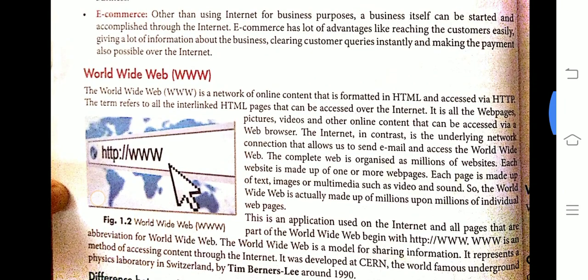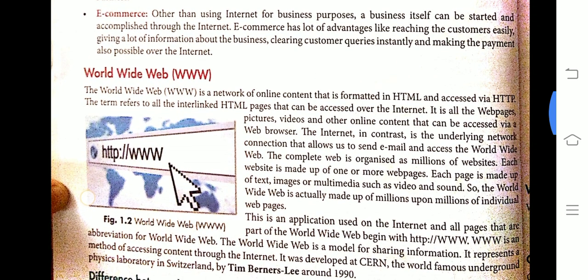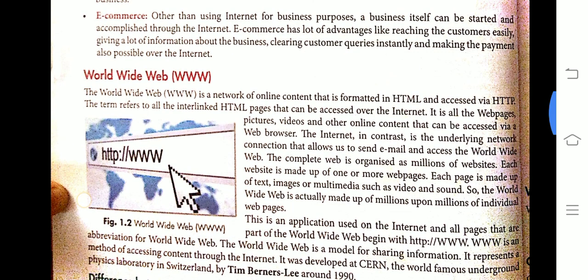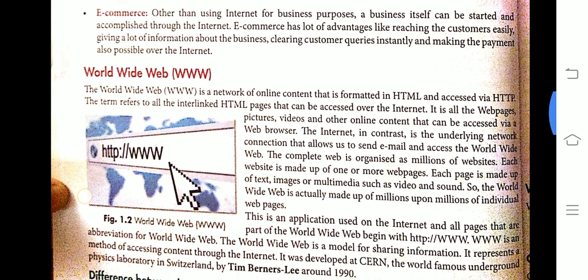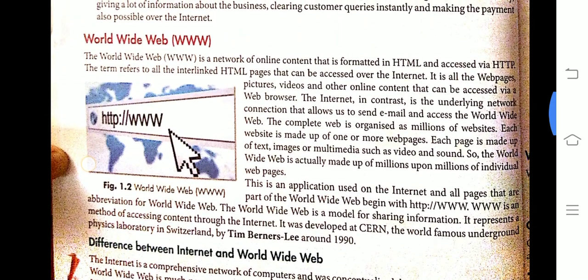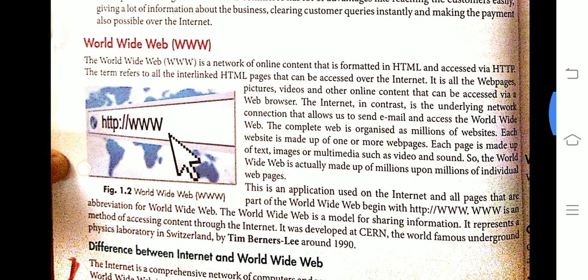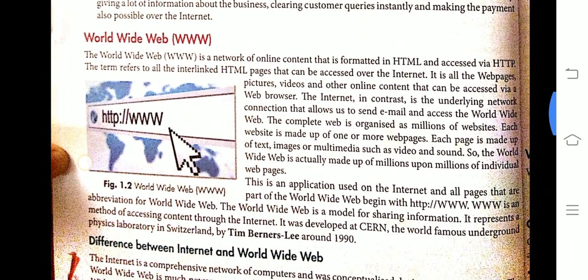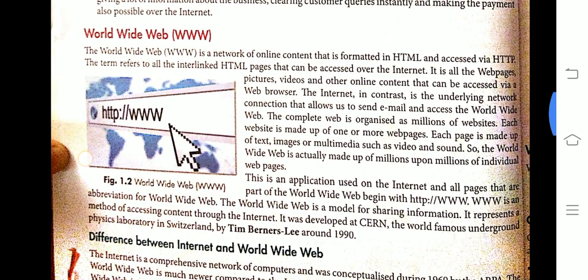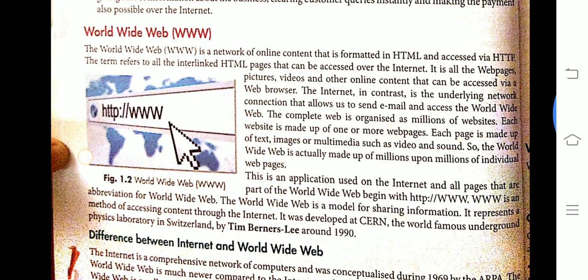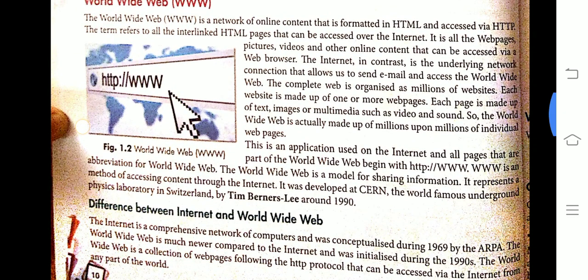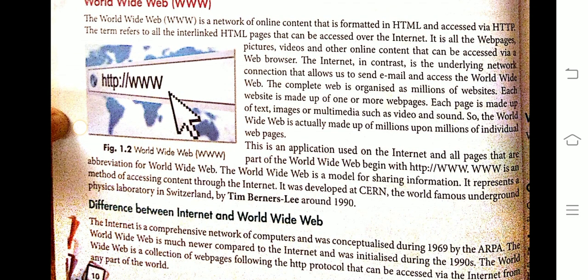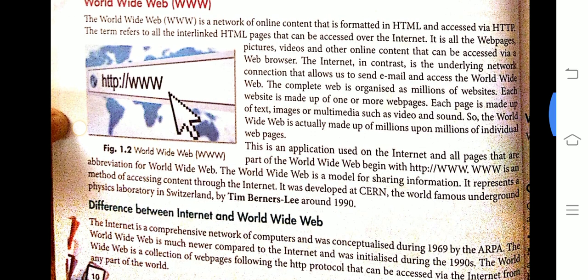Here we should know what a network is, because there is the word network. We already discussed that. When two or more computers are interconnected in such a manner that they can share their information and resources, it is known as a network. The World Wide Web is also a network of online content that is formatted in HTML. These are the web pages which are stored in multiple computers and linked with each other. It is all the web pages, pictures, videos and other online content that can be accessed via a web browser.